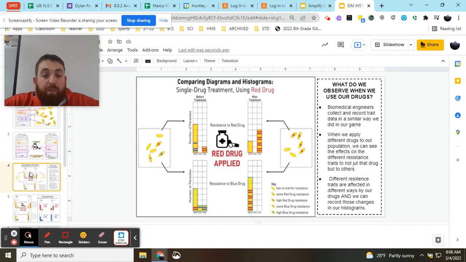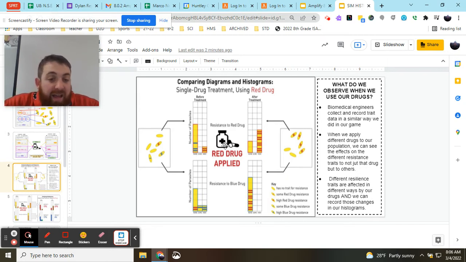If you remember from a while ago, we played a game where we had different parasites that we would roll dice for to see how their populations would change. And these would be our little parasites, and we would collect data on how many of them are resilient to all the different drugs. So if you notice here, we have a set of histograms that show what our parasites look like before a single drug treatment using drug A. We would count the different types of resistance, and we put them in our makeshift histogram here.